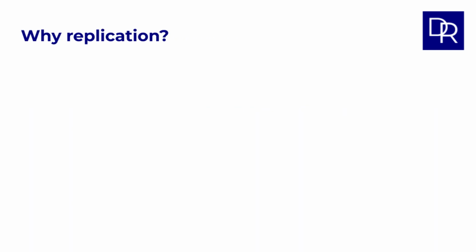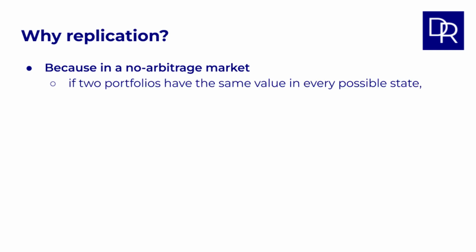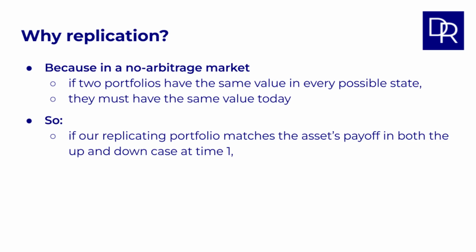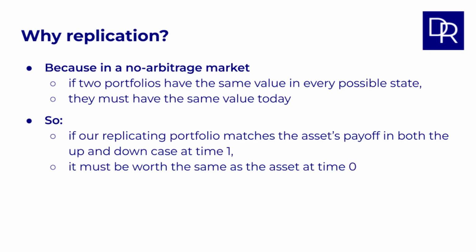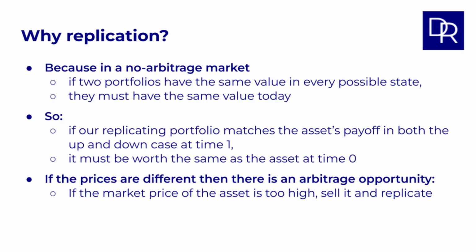Why do we replicate the asset's payoff? Because in a market without arbitrage, if two portfolios have the same value in every possible future state, they must have the same value today. So if our replicating portfolio matches the asset's payoff in both the up and down case at time 1, it must be worth the same as the asset at time 0. If the market price of the asset is too high, you can sell it and replicate, and if it's too low, you can buy it and reverse the strategy.